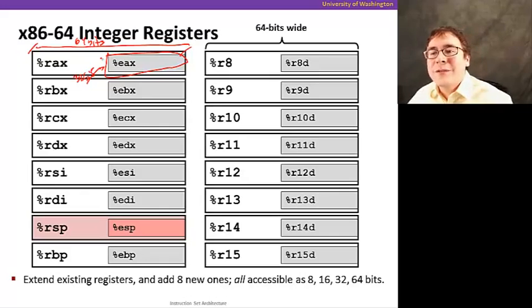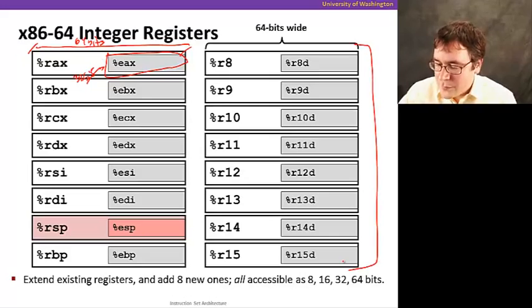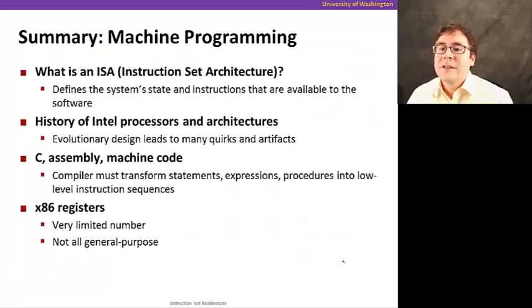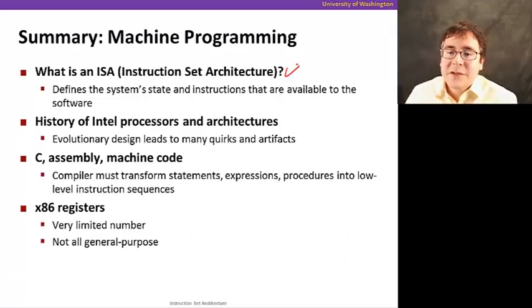But it doesn't end there. x86-64 also gives you extra registers. So now we have all these other registers here for general purpose use that can also be used by your assembly code. Great. So to summarize and end this section, we saw what the instruction set architecture is.